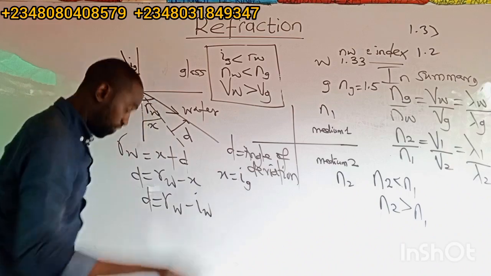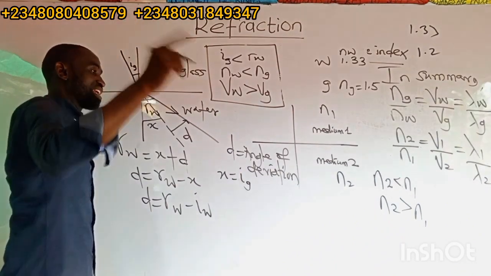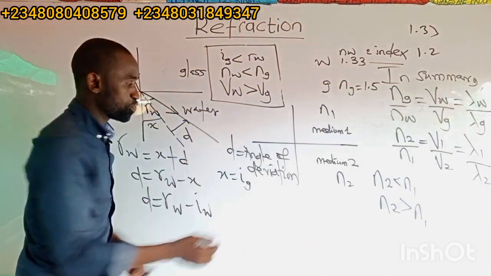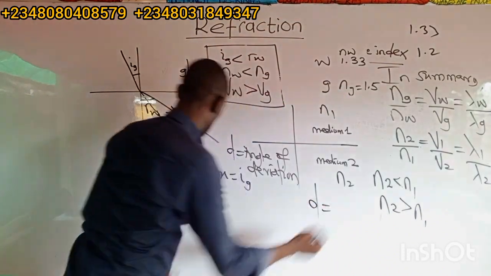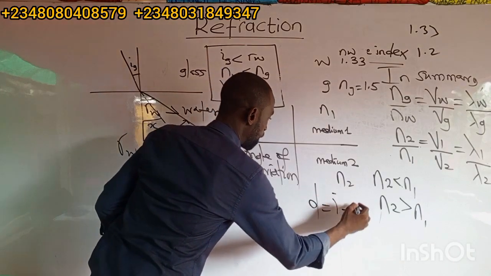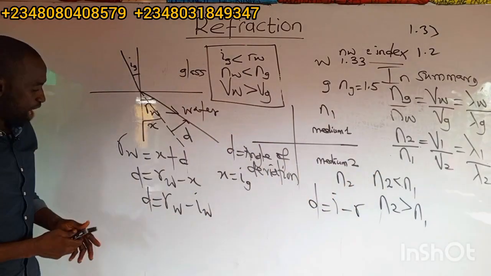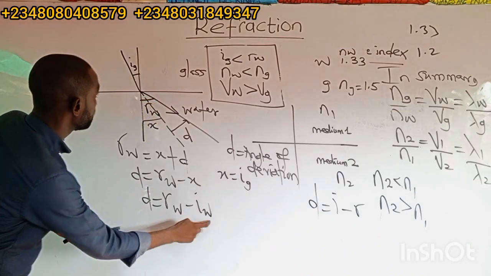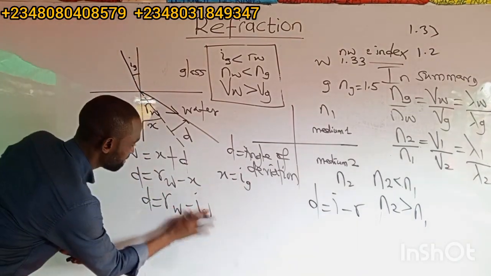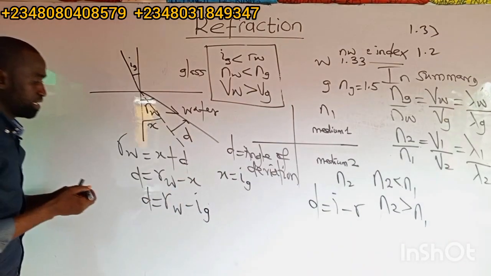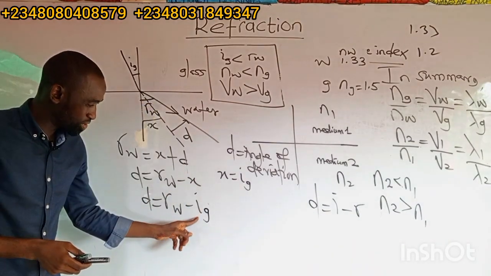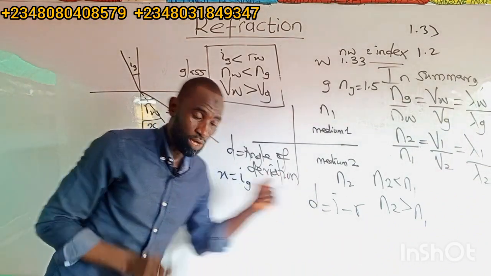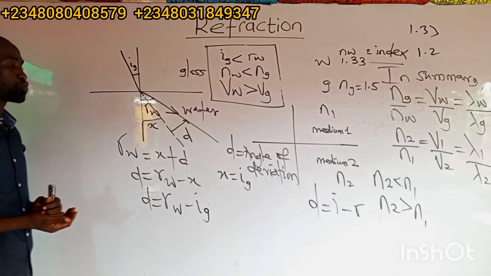Class, take note. Case 1, where light is traveling from less dense to more dense, we have our angle of deviation equal to I minus R. But in this other case, we have the angle of deviation as R minus I. This one is the angle of deviation in glass, not in water. It should be in glass. So we have R minus I. The first case is I minus R. Are you with me now? So pay maximum attention to that.